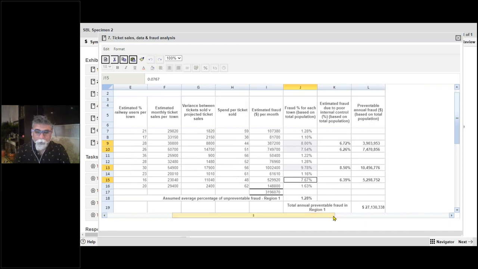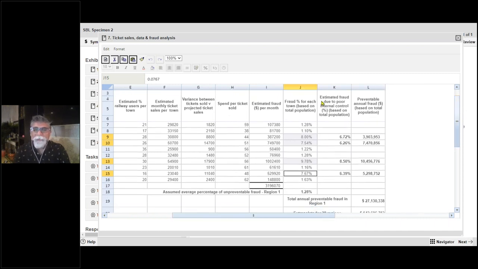What to do? Now what is this guy doing? Now he's saying, assumed average percentage of unpreventable fraud in region 1 is 1.28. Achha. So he's saying that there will always be some chances of fraud, right? It is an inherent thing. No matter what you do, some people like me will always try to travel without tickets. So he says there will always be X percentage that will be fraud. You cannot do anything about it.